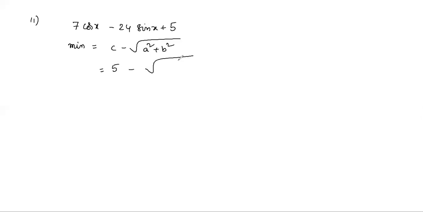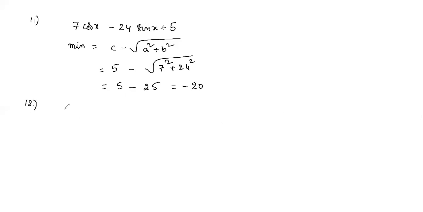Next, the maximum and minimum values. The given function is 7 cos x minus 24 sin x plus 5. We have to find the minimum value. So minimum equals c minus root of a square plus b square. So c is 5, minus root of 7 square plus 24 square, which is 25. So 5 minus 25, the answer is minus 20. So the minimum is minus 20.